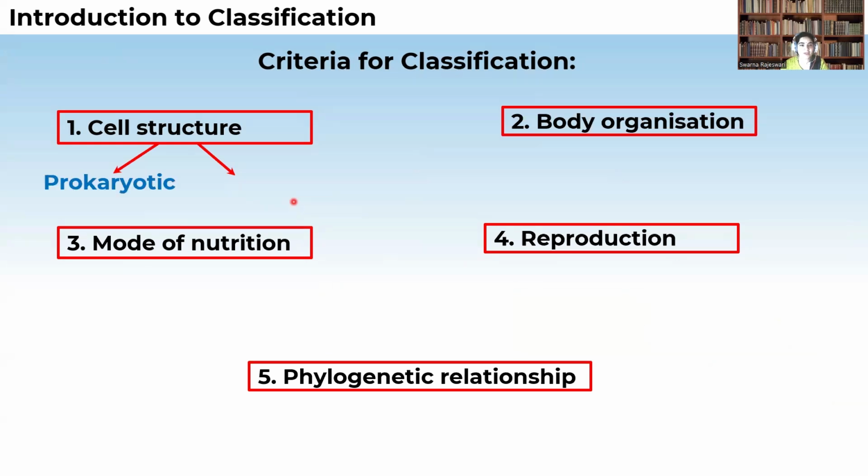Based on the cell structure, all the organisms are classified into prokaryotic and eukaryotic. When we see the cell structure of prokaryotic and eukaryotic organisms, in prokaryotes there is a cell wall, which is very complex, whereas in eukaryotes we will rarely see a cell wall. That is very simple.